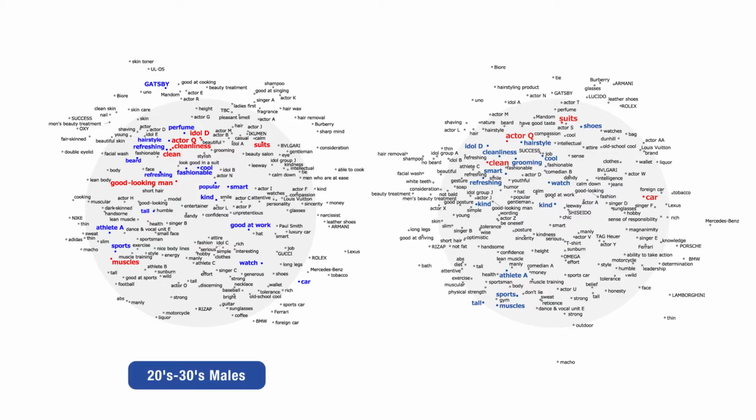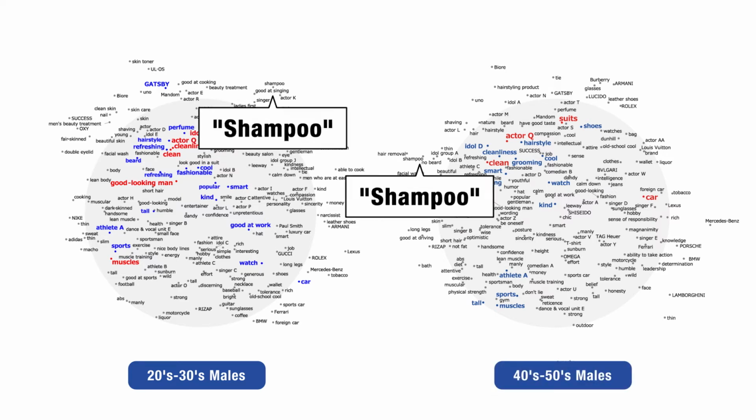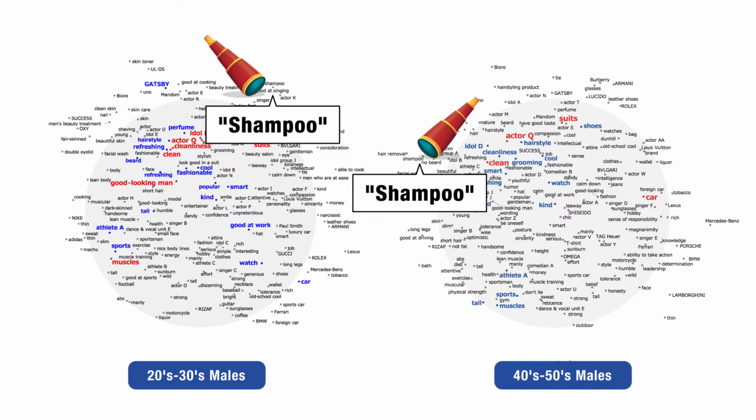For example, we just saw that males in their 20s and 30s positioned shampoo in a very different place than the men in their 40s and 50s. Why did it appear here? What is the significance of shampoo to these respondents? This why now manifests as a foothold for generating ideas.